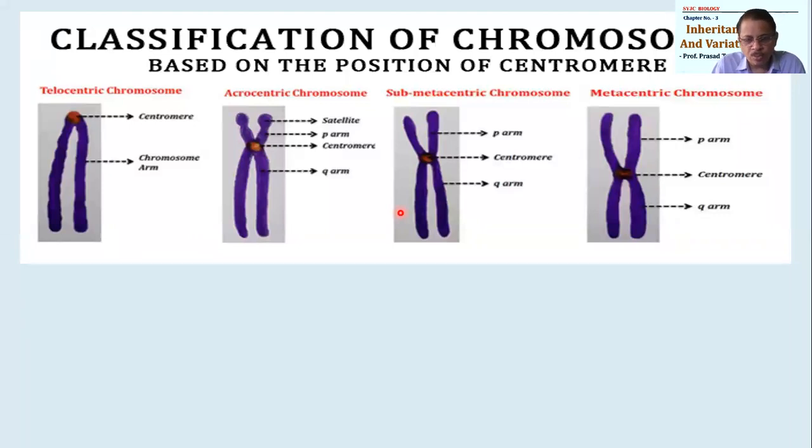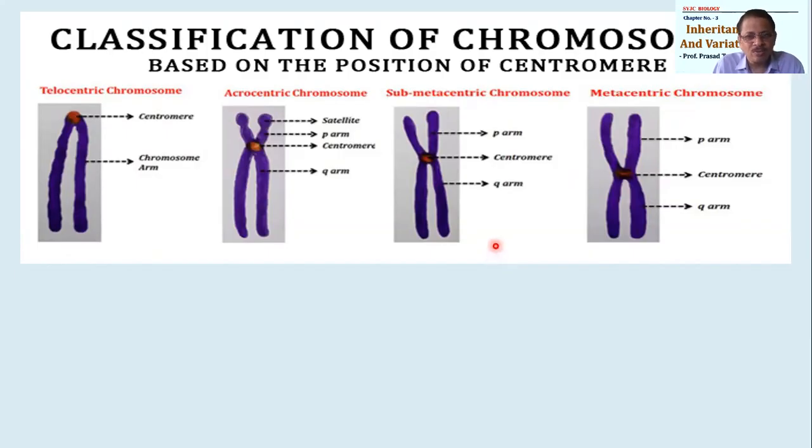Try to observe it from right to left. Generally we read left to right, but if you remember it this way it will be good and easier to remember. This one is called metacentric chromosome. Why metacentric chromosome? Try to observe the position of this centromere. Centromere is exactly at the center.